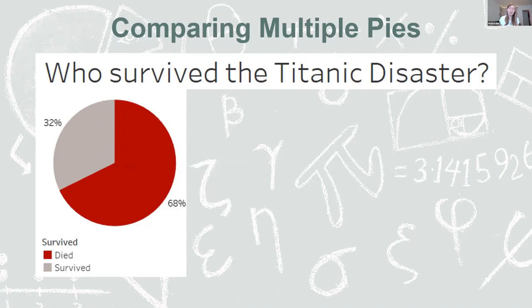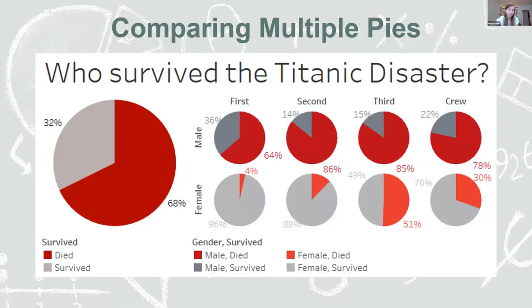Maybe you want to check if wealth could buy you a seat on a lifeboat, or maybe you want to know if it's true that it's women and children first. So we want to break up the passengers by gender and class. And for that, we need to use multiple pie charts. What you can see now is that men in general were less likely to survive than women. But does this paint the whole picture?